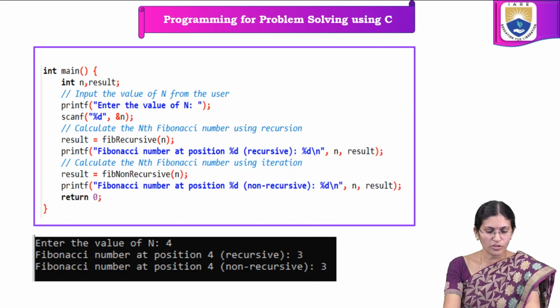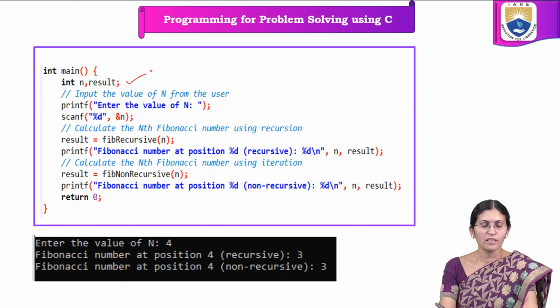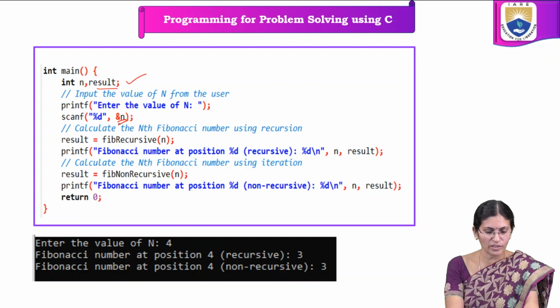So this is the main function. Here we have declared two integer variables, one is n, the other one is result. Then we are reading the value of n by means of the scanf function, and then we are calling the function.